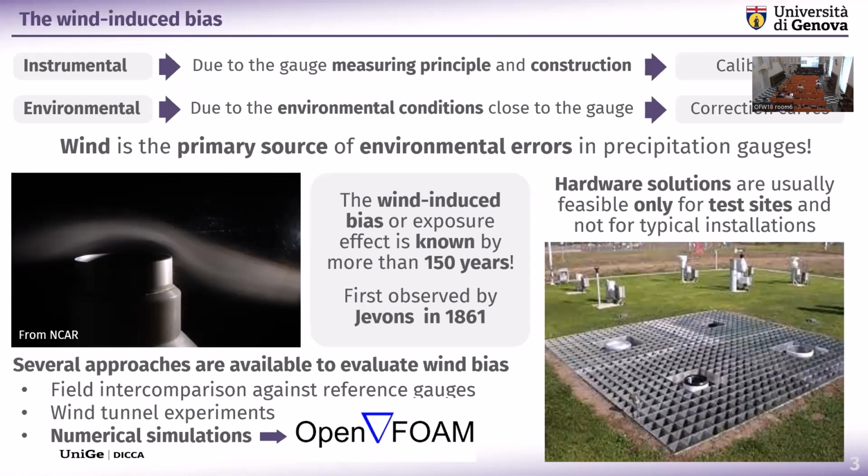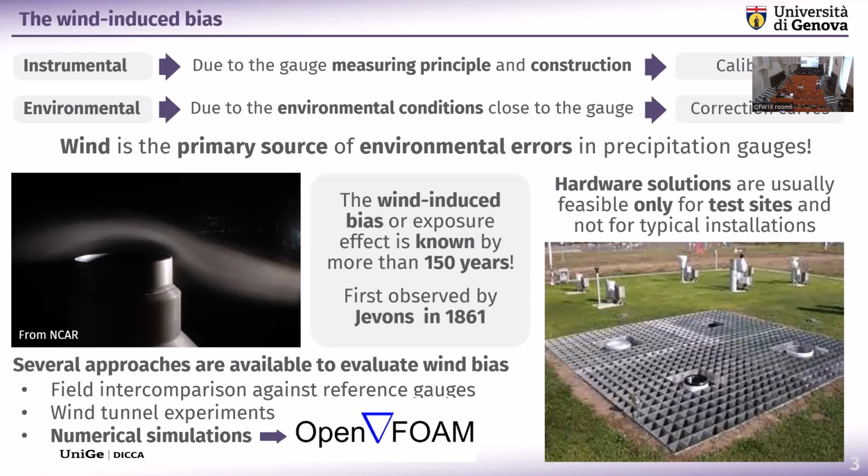Considering the latter, the wind is the primary source of environmental error in precipitation gauges. This is due to the gauge body itself, that when immersed in a wind field, behaves like a bluff body object and creates a strong velocity gradient. Those can divert incoming hydrometeors and therefore reduce the number that are actually sensed. And this problem has actually been known for more than 150 years.